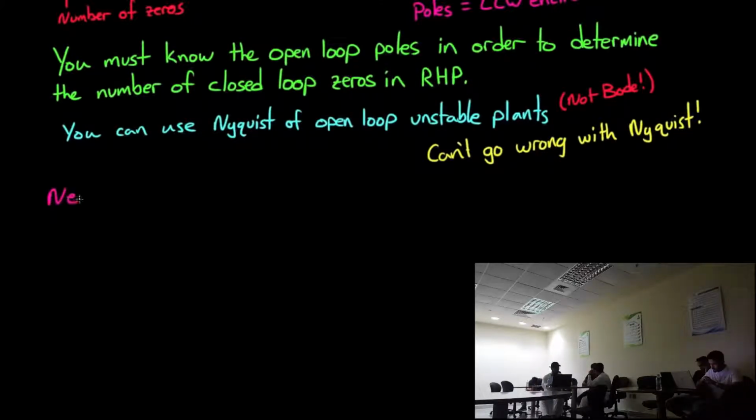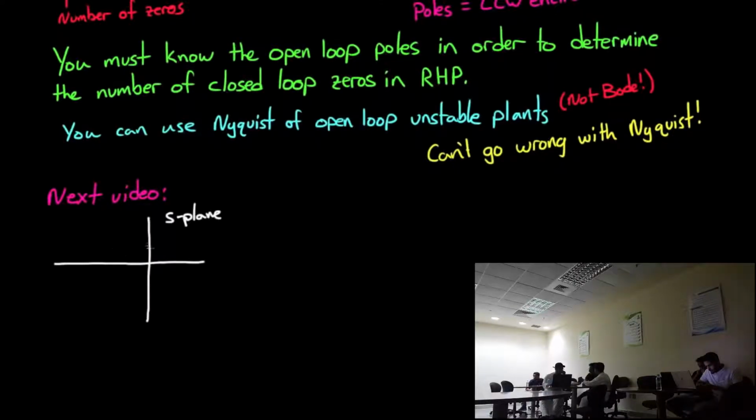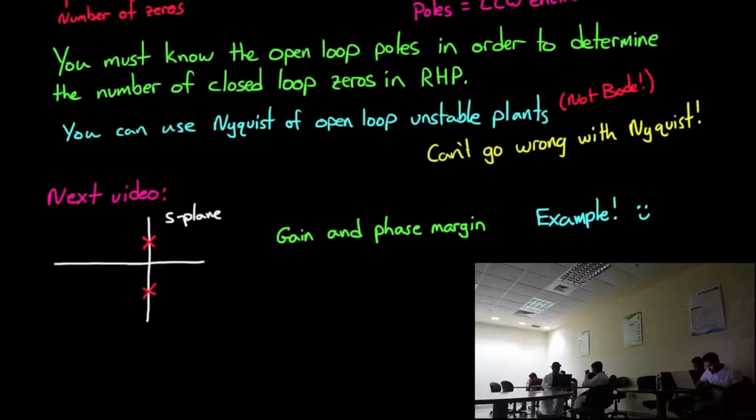So this is all I wanted to cover in part 1 of the Nyquist stability criterion. In the next video, I'm going to explain what to do when your open loop plant has a pole or two on the j-omega axis, and also how to determine phase and gain margins directly from the Nyquist plot. Plus, I'll give you a few examples.